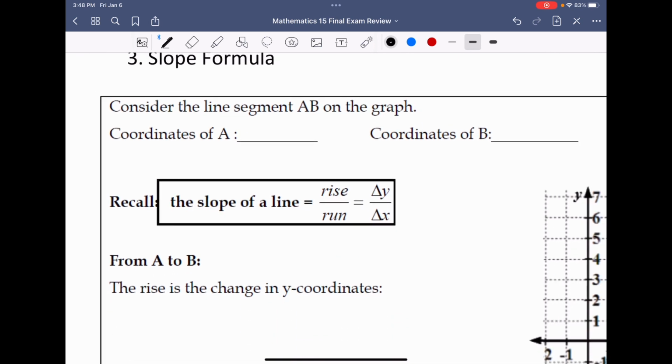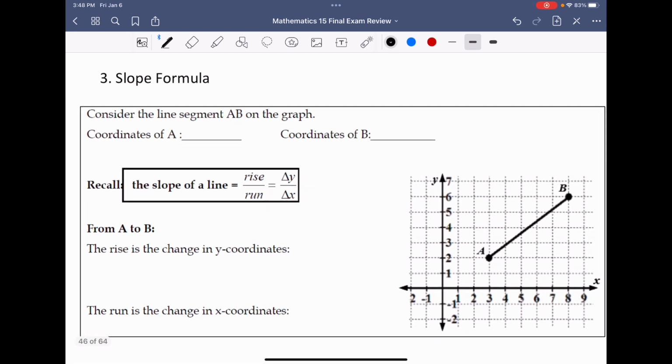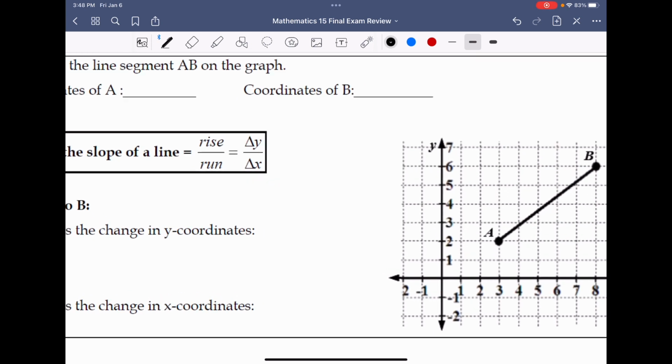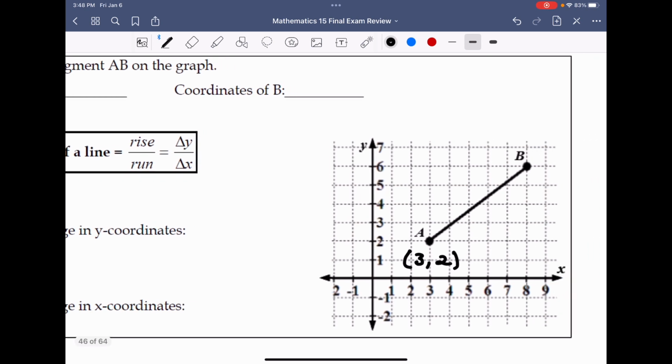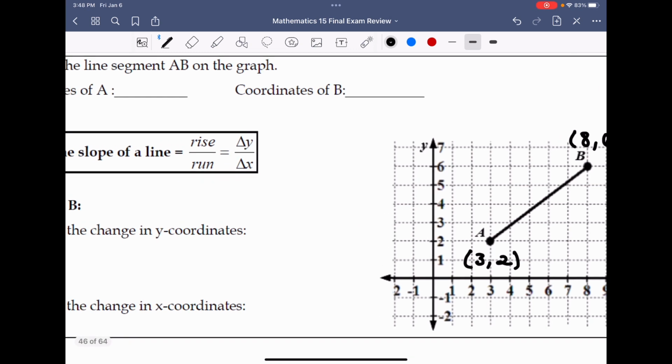All right, slope formula. We actually used this a little bit above. What we're going to do is compare the slope formula and calculating slope by simply saying rise over run, and we're going to see that they're actually the same thing. Okay, so let's do this example here. They want us to get the coordinates, or the ordered pair, for A and B. For A, that's 3 for X, 2 for Y. For B, we go over to 8 in terms of X, and in terms of Y, it is 6. So we have 3 and 2 for A, and 8 and 6 for B.